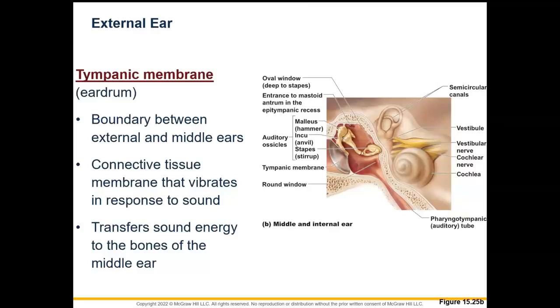A little bit more on the external ear. It is going to end at the tympanic membrane or the eardrum. So this is our boundary structure between the external ear and what we'll soon talk about, the middle ear. The tympanic membrane is made up of connective tissue, and it vibrates like a drum in response to sound. So it helps to transfer sound energy to the bones of the middle ear.